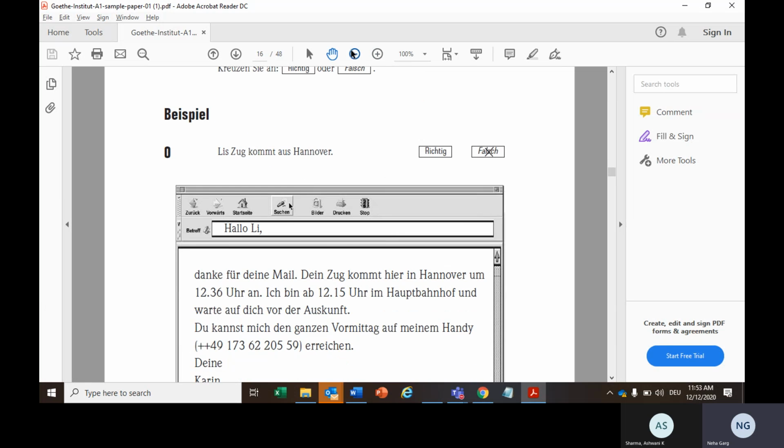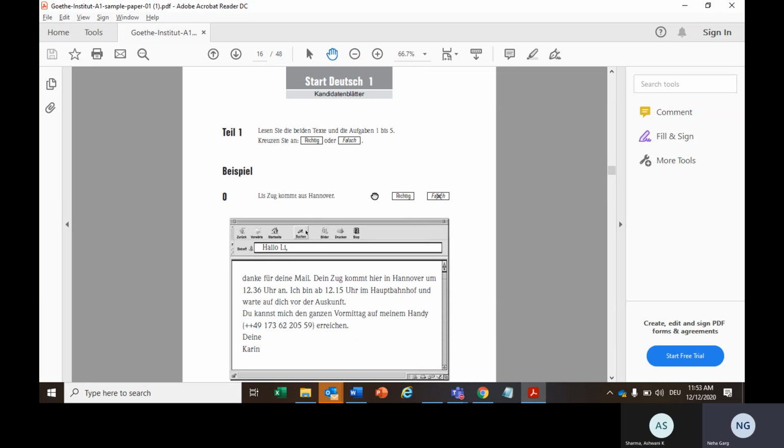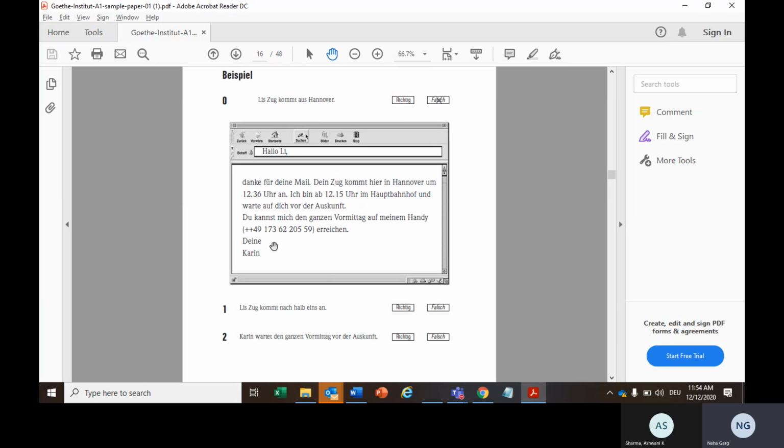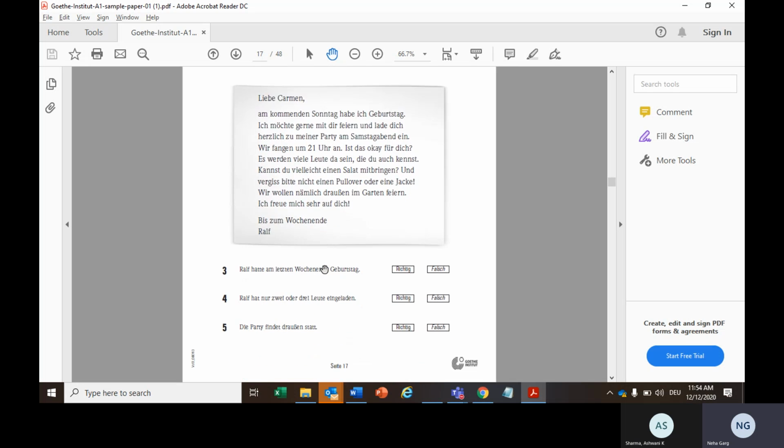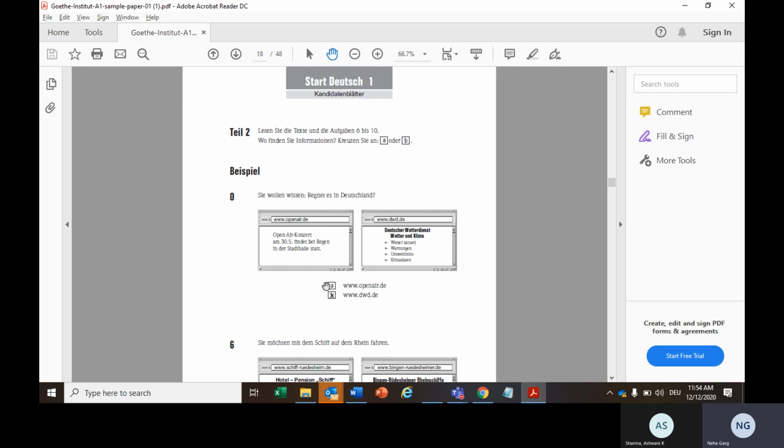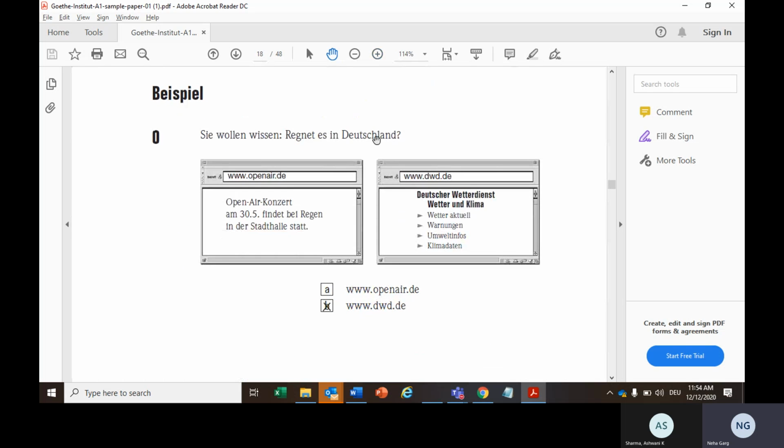Lesen is usually like this. There are also two or three parts, which differs from level to level. Then there will be some information given. You have to read that, and based on that information give the correct answer. Like here, you have to select from A, B, C. So if I read this example: Sie wollen wissen, regnet es in Deutschland, was bedeutet das?